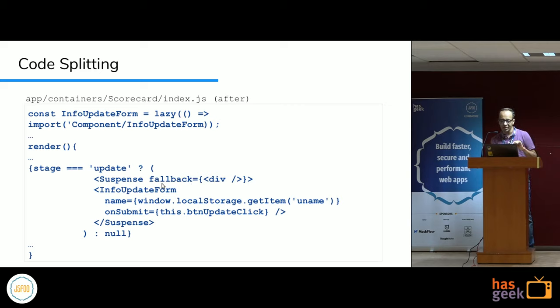Okay. So in this way, what we wanted to do and what we achieved is that when a user sees scorecard, the info update form and its dependencies would not load unless this is true. Okay.